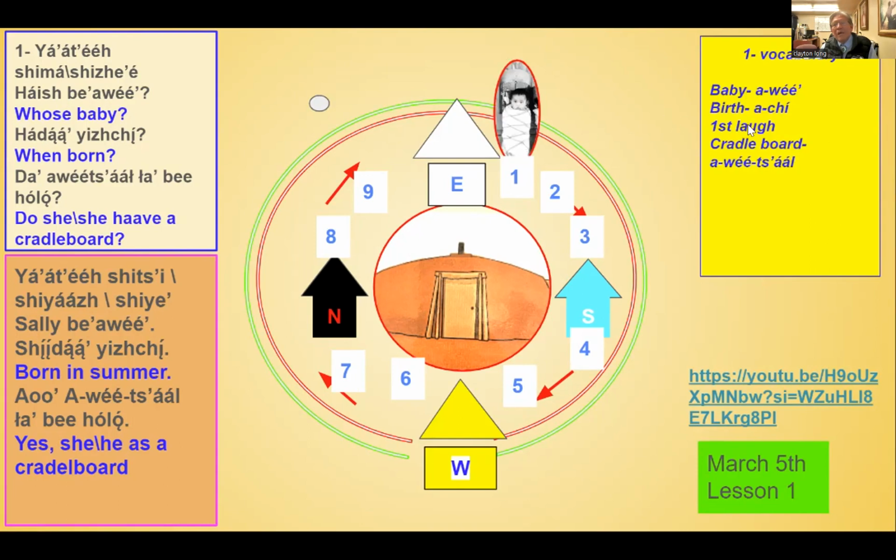Little baby. And Yizchin. Yizchin is birth. Yizchin just means a birth. Yizchin means she was born, right? So in our little dialogue, we say Yizchin.